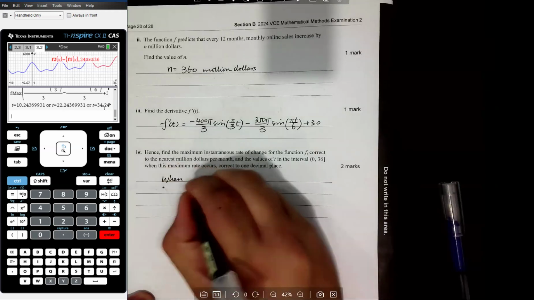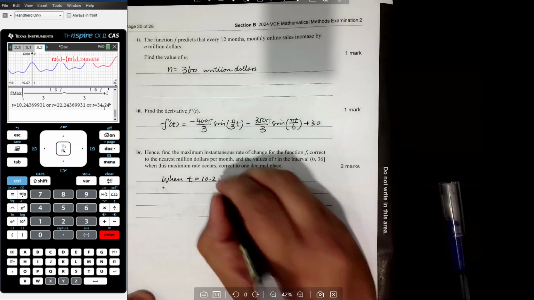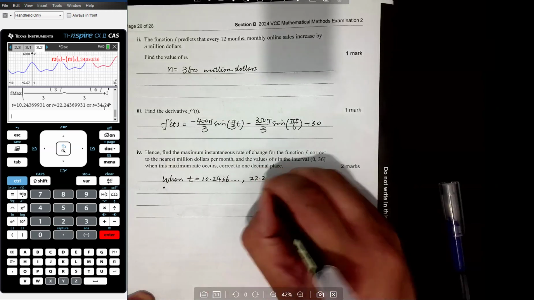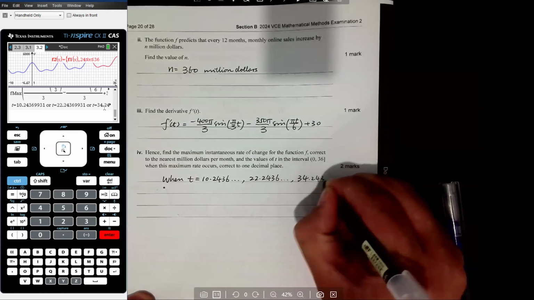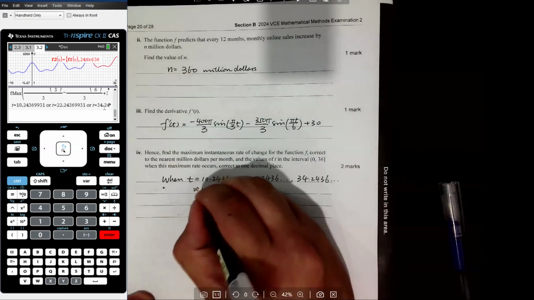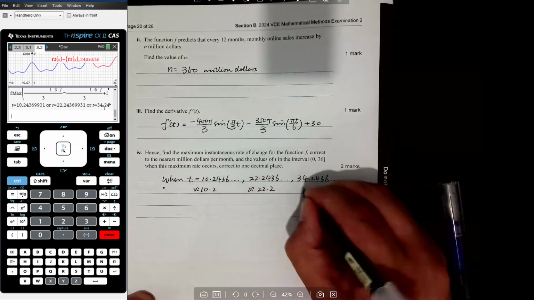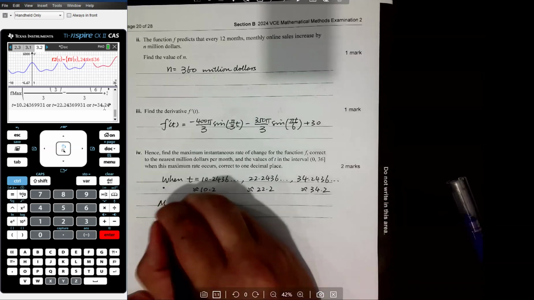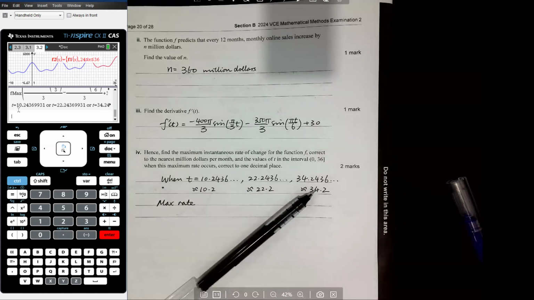So we say when t equals 10.2436, 22.2436, and 34.2436, rounded to 10.2, rounded to 22.2, rounded to 34.2 in month. The maximum rate, you can use any one of them, but make sure you sub in all the digits.